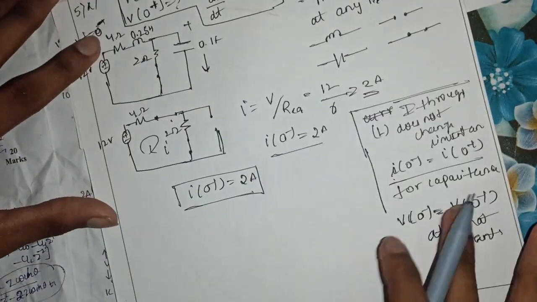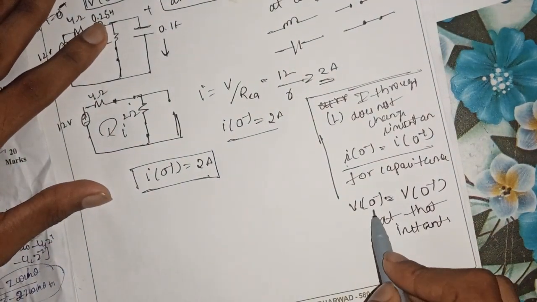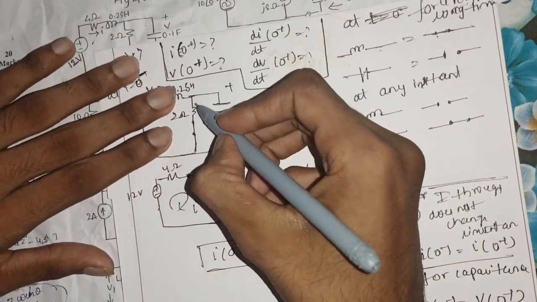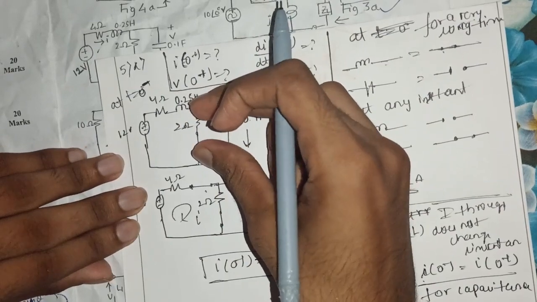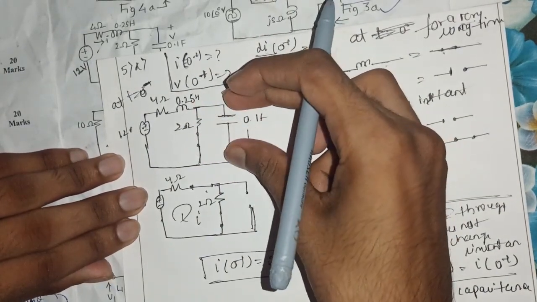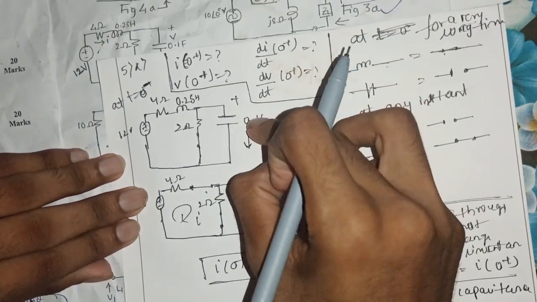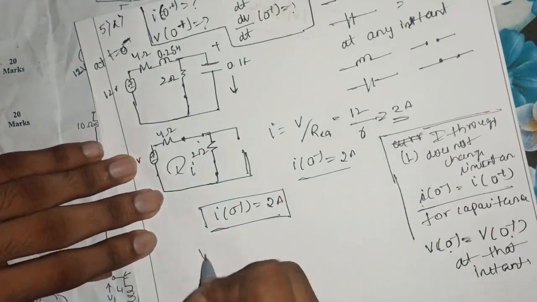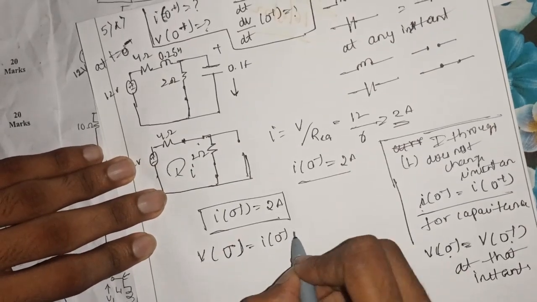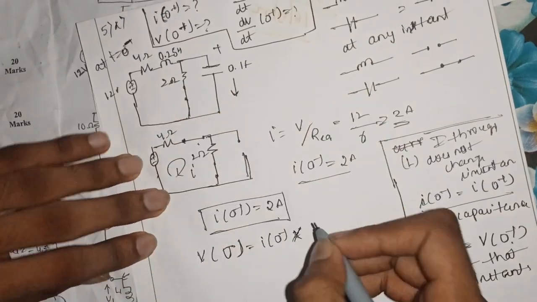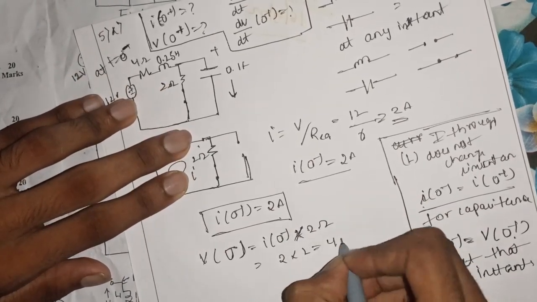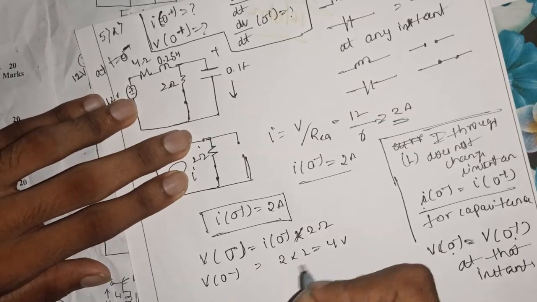Please note that the voltage across the capacitance before closing the switch will be the same after closing the switch. So you should know the value of the voltage across this, because the voltage drop across this 2 ohm resistance will be the same voltage drop across your 0.1 farad capacitance. So voltage at 0 minus will be equal to the current flowing before the instant multiplied by the resistance, which is 2 ohm. It should be 2 multiplied by 2, which is equal to 4 volt. That is, V of 0 minus is 4 volt.